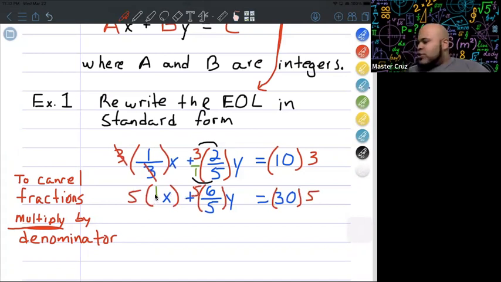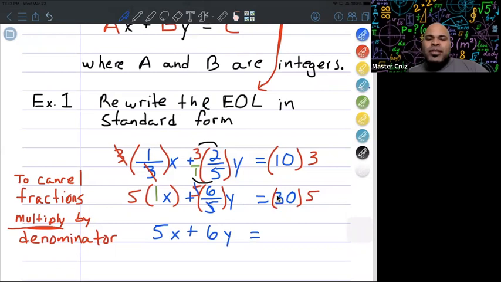5 times 1 is just 5. So this is going to be 5x plus, there's a plus sign, and then 6 over 5. Again, I'm going to multiply times 5, but I'm not going to put this 5 over 1 because I'm multiplying by the denominator to cancel it. So this literally cancels. That's gone. And we have 6y equals 30 times 5.